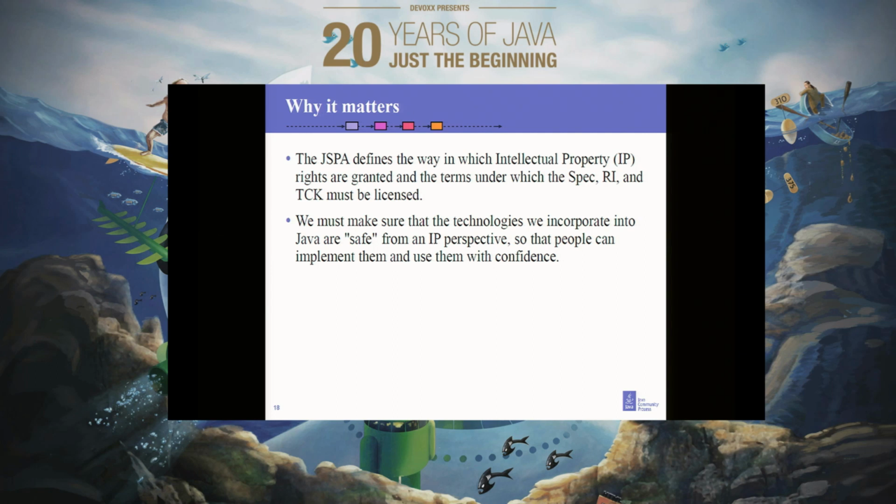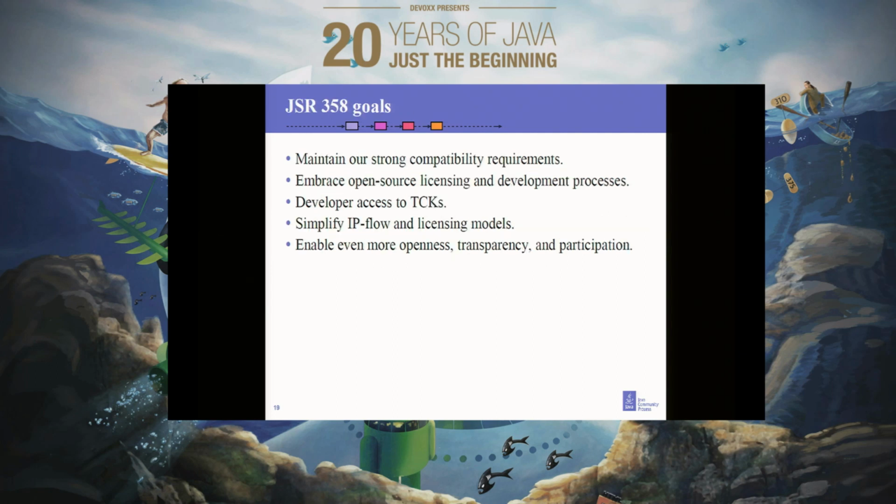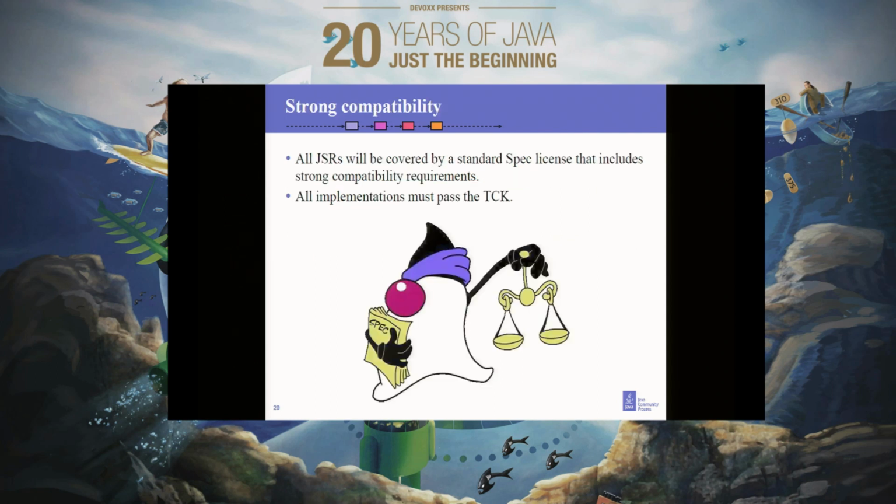Our goals with this are to continue to maintain our strong compatibility requirements, to embrace open source licensing and development processes, to make sure that developers have access to the test suites, to simplify the IP flow, and in general just to increase, to the extent that we can, ensure we have even more openness and transparency. So strong compatibility, as today, JSRs will have a specification license that says all implementations must conform to the spec and must pass the TCK.